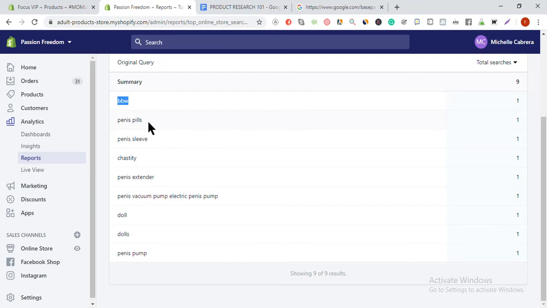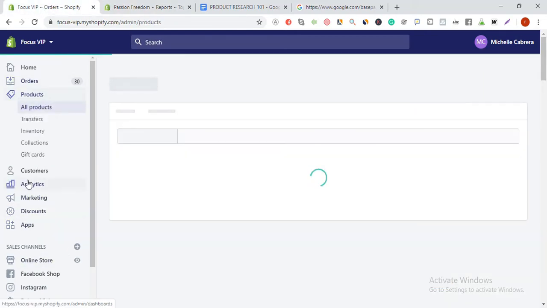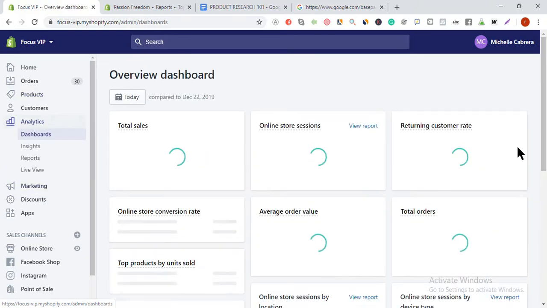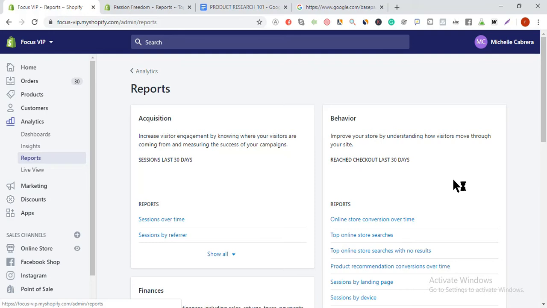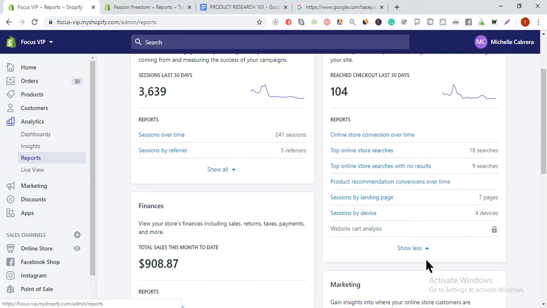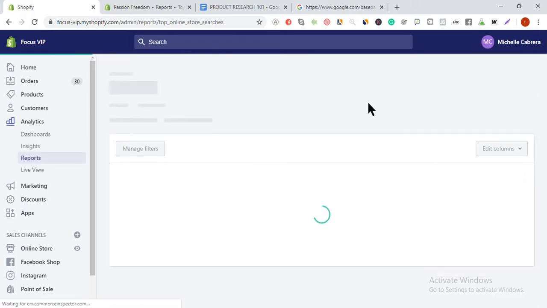So BBW, penis pills, penis sleeve, chastity, penis extender. It's because they are selling specific items which are adult toys. Let's go to the other store which is selling anything and everything under the sun, like the non-specific. Okay, so again, let's go to reports and let's go down to here. Top online store searches again. So let's see what are they looking for.